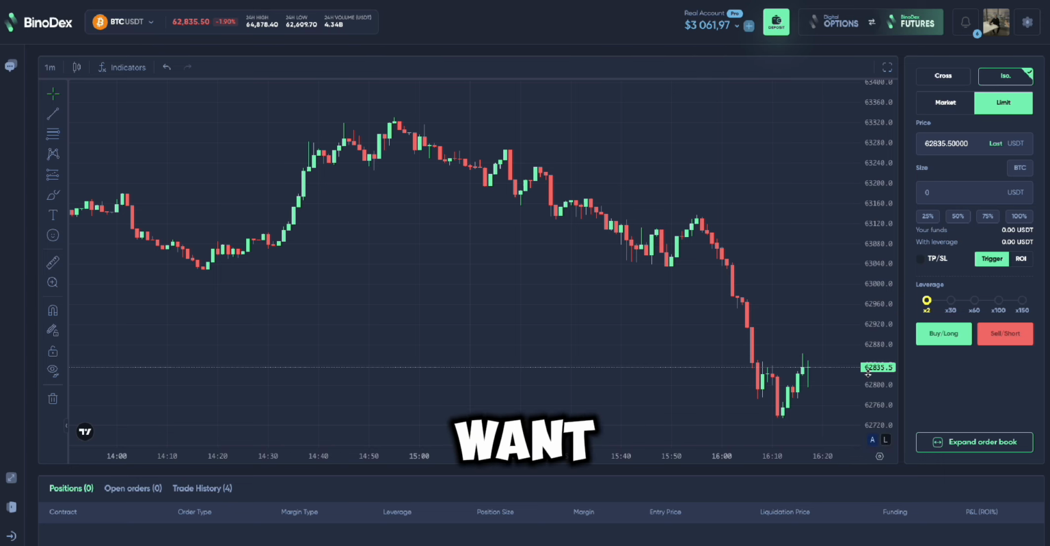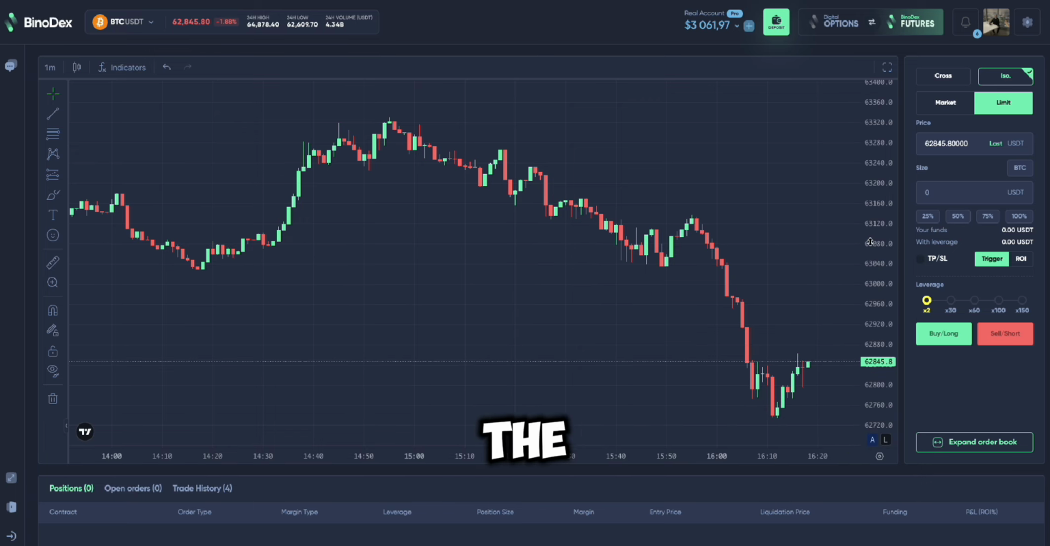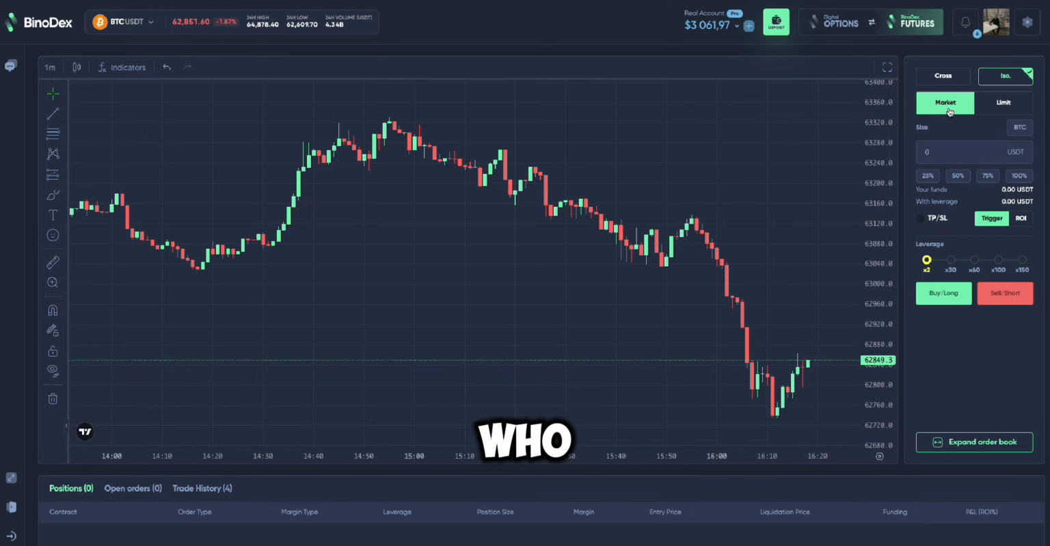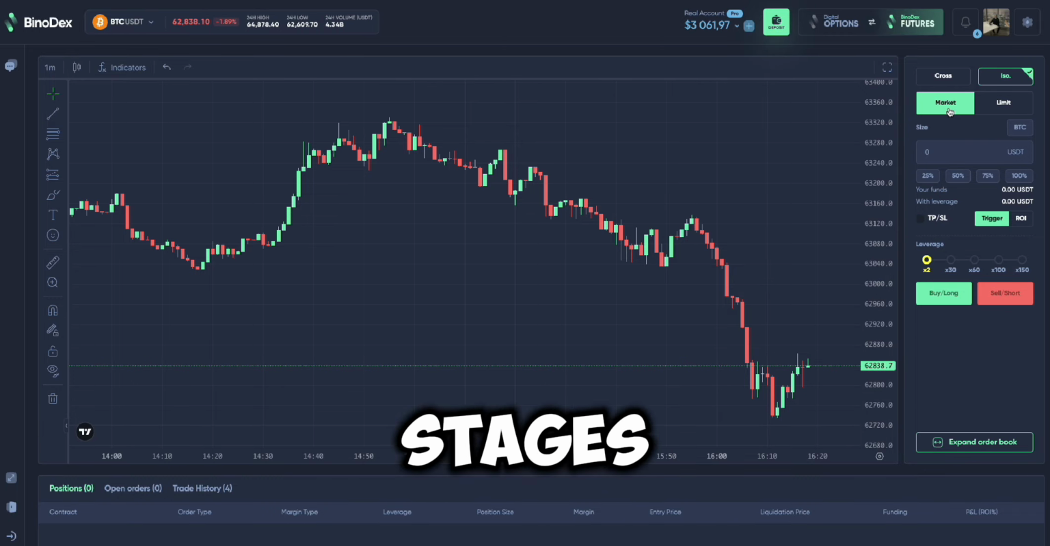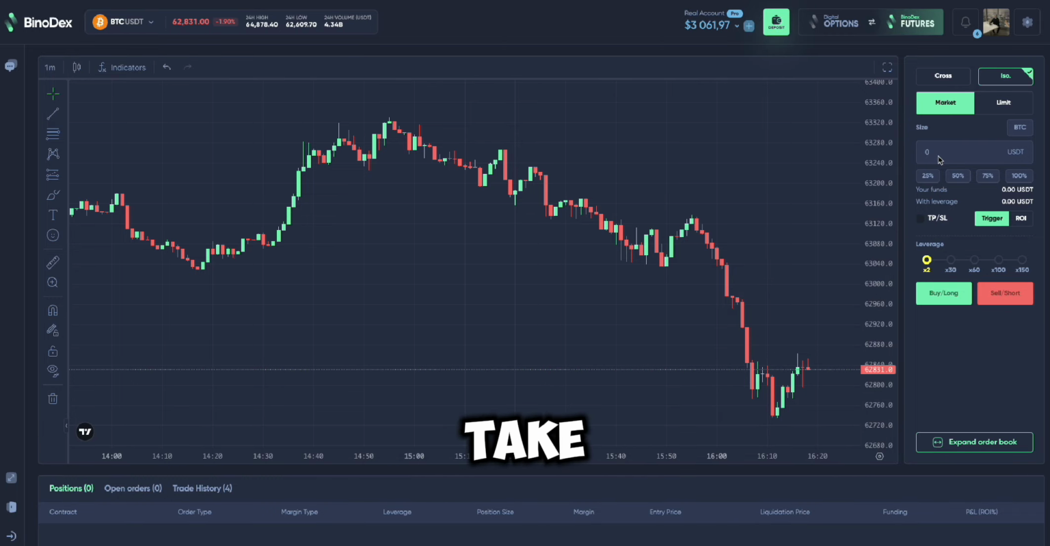In other words, we want to buy not here, but when, for example, the chart reaches the $63,000 mark. So that's the difference between market and limit orders. But today I will be trading using market orders. And for those who are just starting to trade futures, I also recommend using market instead of limit at the initial stages. Now moving on, let's take a closer look.